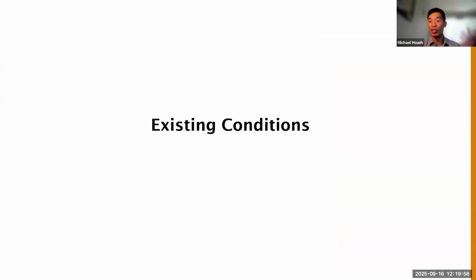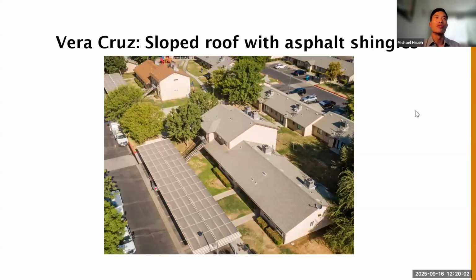I'll just jump right into what these buildings look like, these existing conditions that we saw. This is the Vera Cruz project, the demonstration site in the Central Valley. The base building that we're working with has steep sloped roofs and existing stucco. The building was built in 1990. These walls did have insulation, but there were existing single pane windows from that vintage.